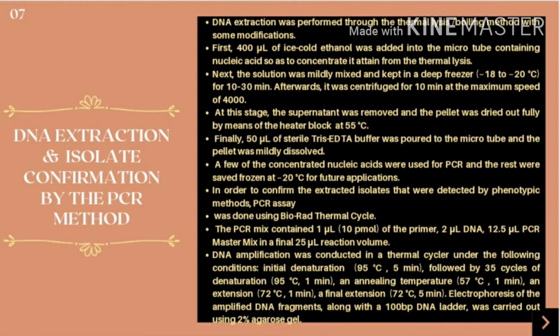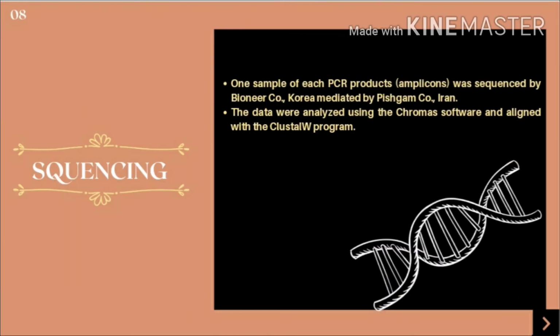Electrophoresis of the amplified DNA fragments along with a 100 bp DNA ladder was carried out using 2% agarose gel. The last technique was sequencing. Sequencing in genetics and biochemistry means to determine the primary structure of an unbranched biopolymer, where one sample of each PCR product was sequenced. The data were analyzed using the Chromas software and aligned with the Clustal W program.